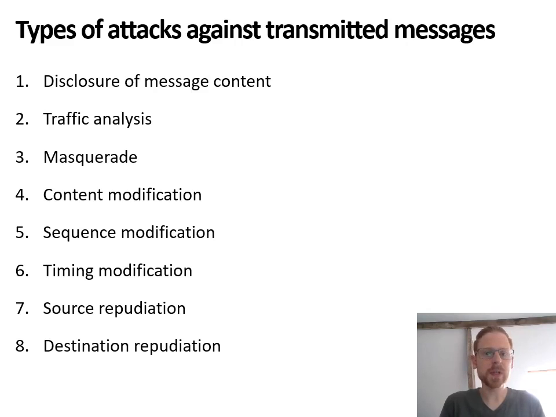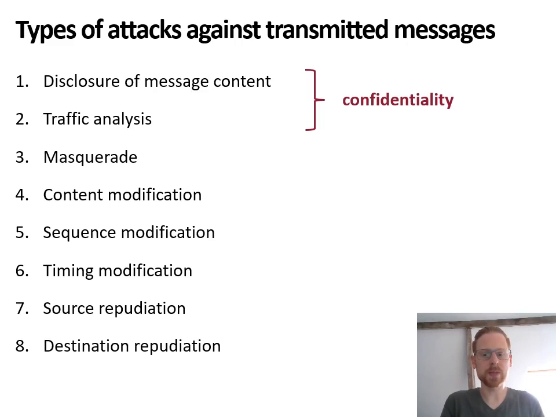The first one is disclosure of message content, where an attacker is able to read the content of a private message. The second one is traffic analysis, where the attacker is not able to read the contents but is able to derive some information about the communication, such as the frequency, type of application, and so on. These two types of attacks are passive attacks, and are countered using confidentiality mechanisms, such as symmetric encryption.